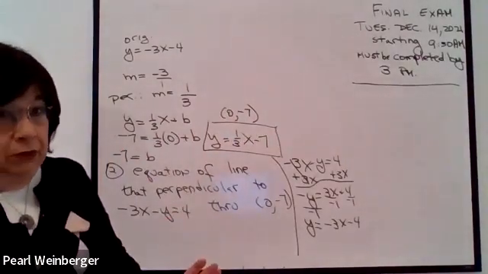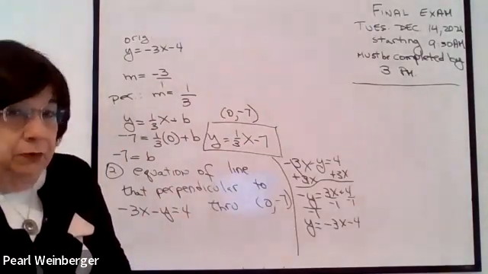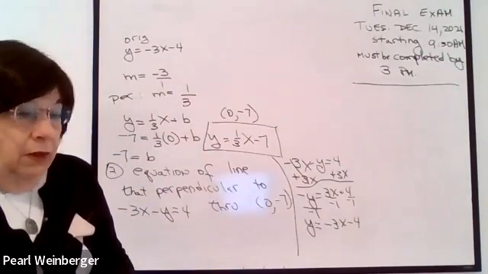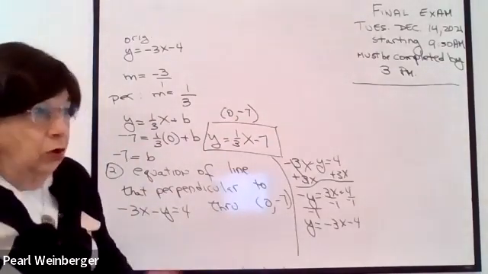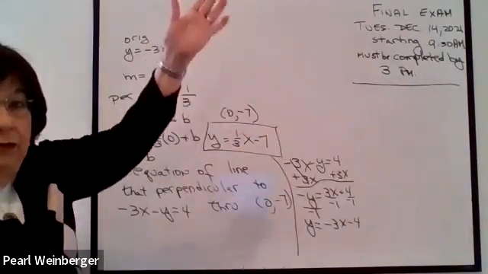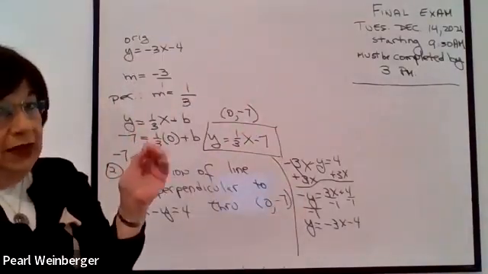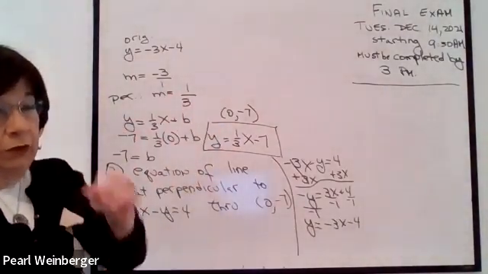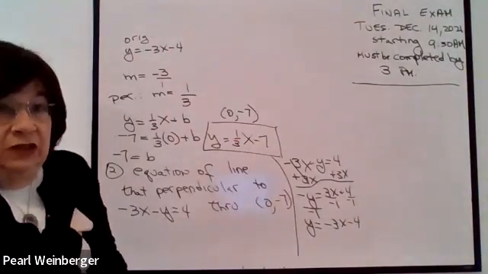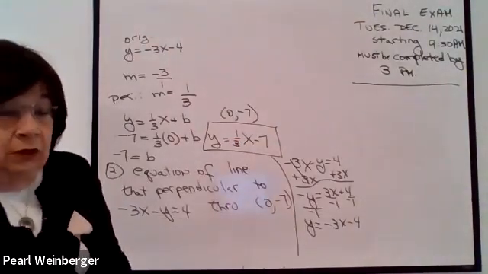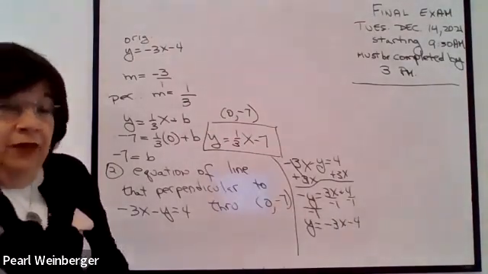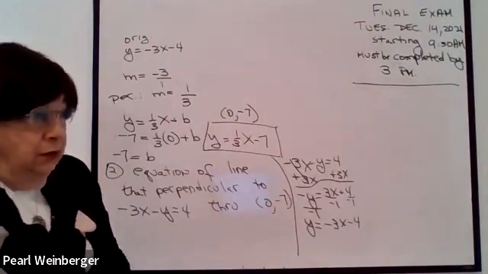Remember, when lines are parallel, the slopes are the same. When they're perpendicular, they're opposite reciprocals. Also remember vertical lines, lines that go straight up and down, just have an equation with an x in it: x equals a number. And the slope of a vertical line does not exist. There's no such thing as the slope of a vertical line.